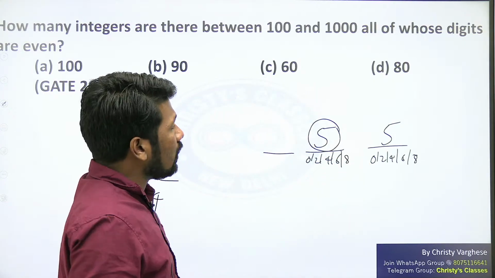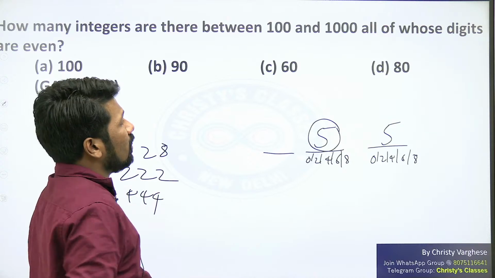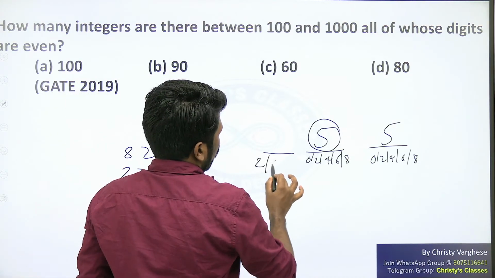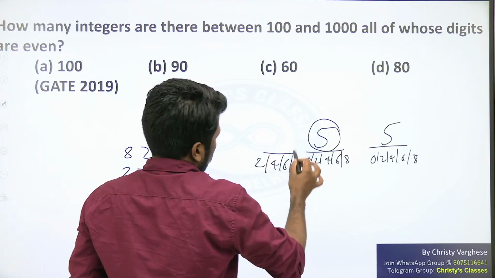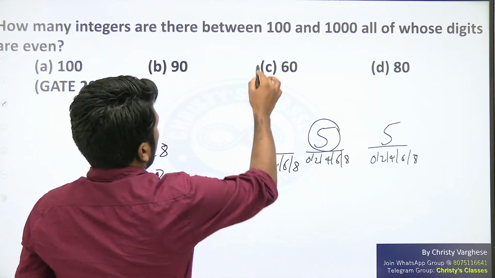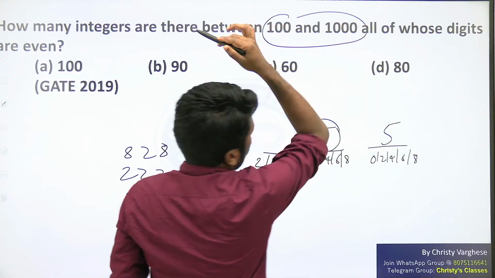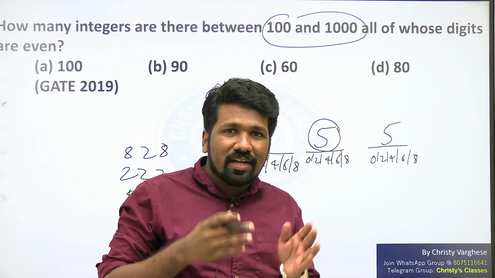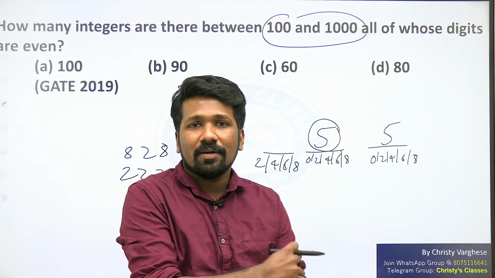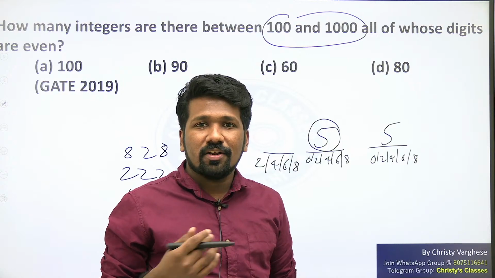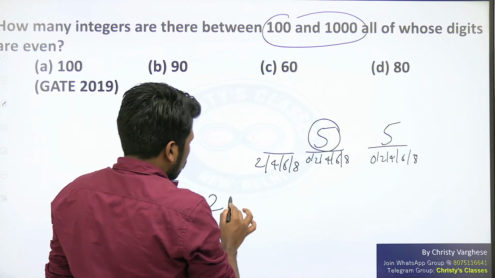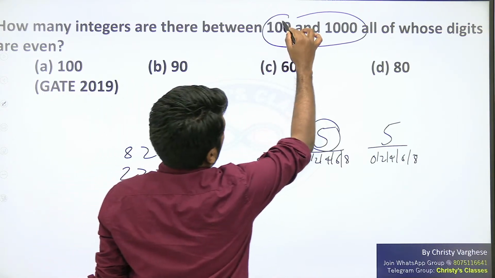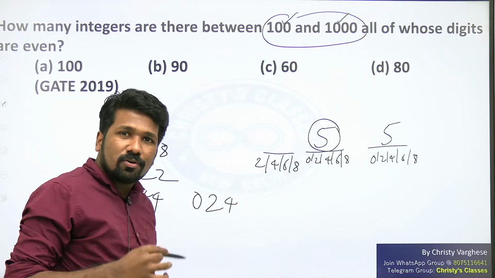But remember, the hundredths place you cannot fill in 5 ways. Even if it is an even digit, 0 is not possible. 2, 4, 6, 8 only possible. Why? Because the number should be between 100 and 1000 only. For any number between 100 and 1000, the minimum hundredths digit possible is 1 only. Like 110, 120. Something like 024 is not allowed, right? Because the question says we need between 100 and 1000 only, not 0 to 1000.